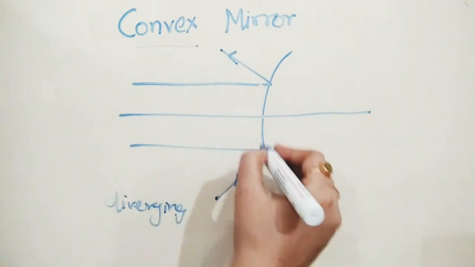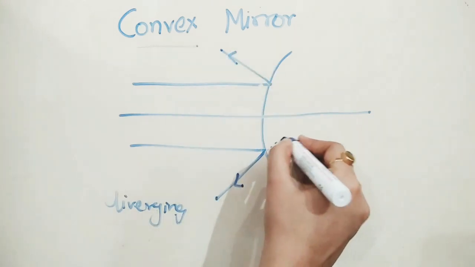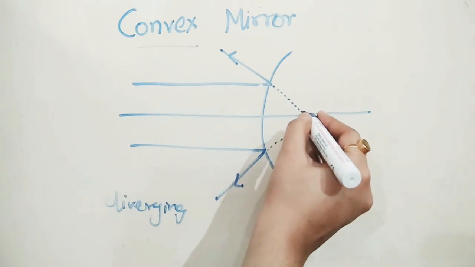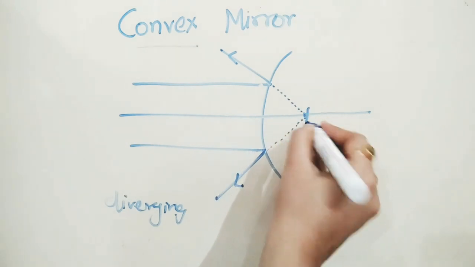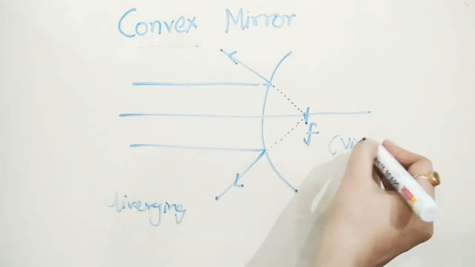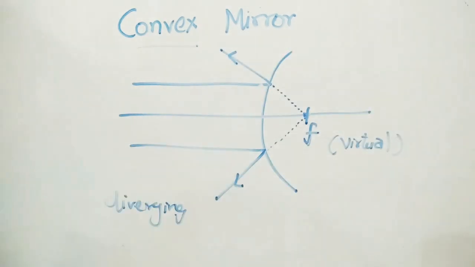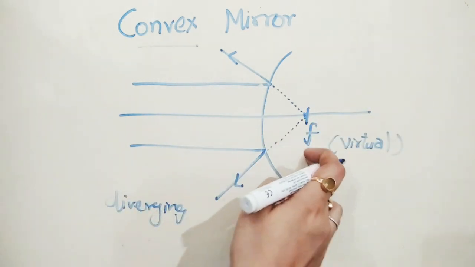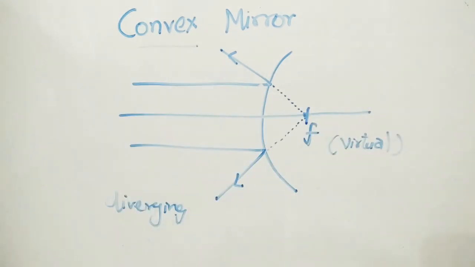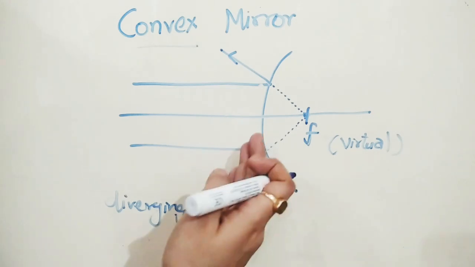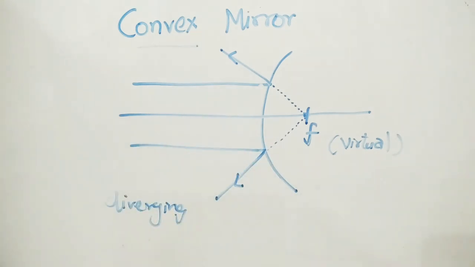Now if we extend these lines behind the mirror, then they appear to meet at this point. This is the principal focus of a convex mirror, which is present at a virtual position, just like a virtual image, which is behind the mirror. So again, this focus is behind the mirror. In the case of a convex mirror, the focus is behind the mirror. In the case of a concave mirror, the focus is in front of the mirror.